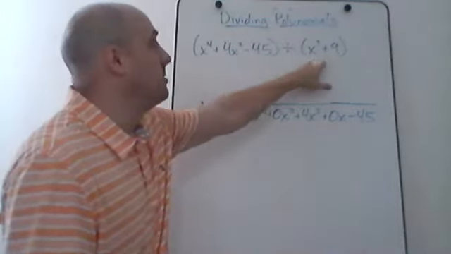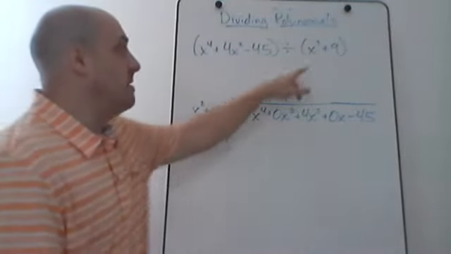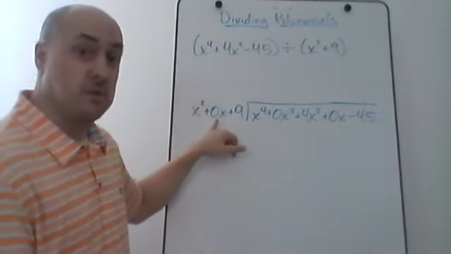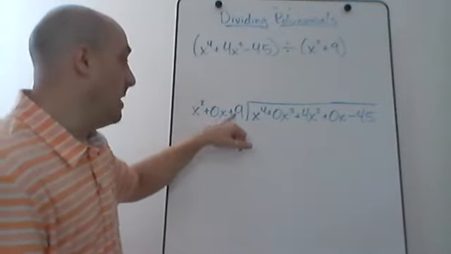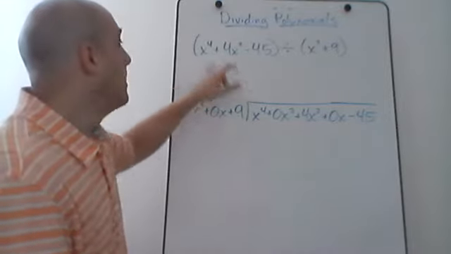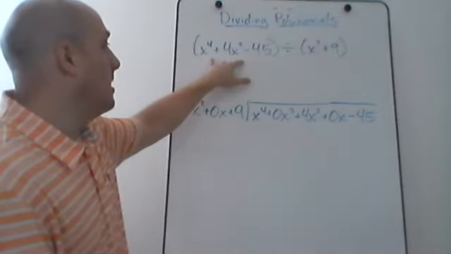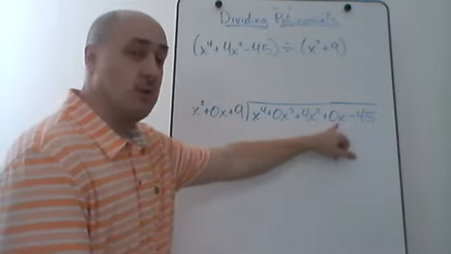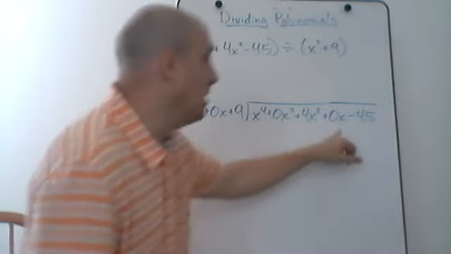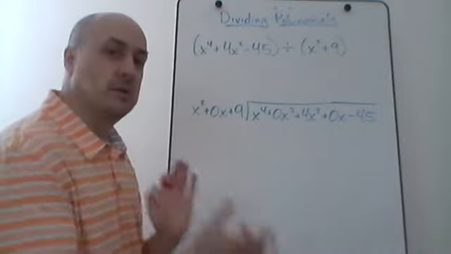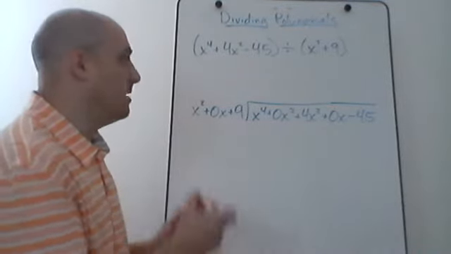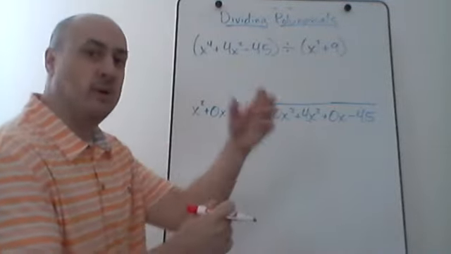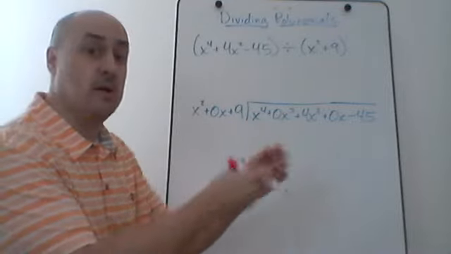So we're dividing by the x squared plus 9. But notice, the x squared plus 9 is missing the x term. So I write this as x squared plus 0x plus 9 just to hold that place. And then the x to the fourth plus 4x squared minus 45, that's missing the x to the third term and also the x term. So I have to put a 0x to the third plus a 0x, right? Again, just to hold the place so that when I do all this, I don't have things not aligned. I don't want an x to the third lined up with an x squared, okay?